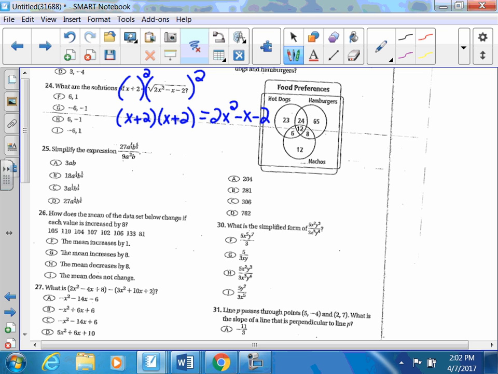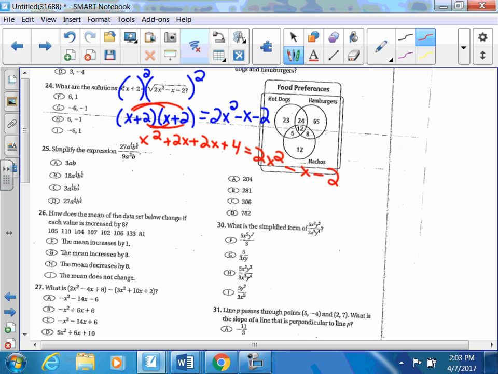Okay, so now on the left side, we have to FOIL. For FOIL, we're taking x times x, x times 2, 2 times x, and 2 times 2, which equals 2x squared minus x minus 2.